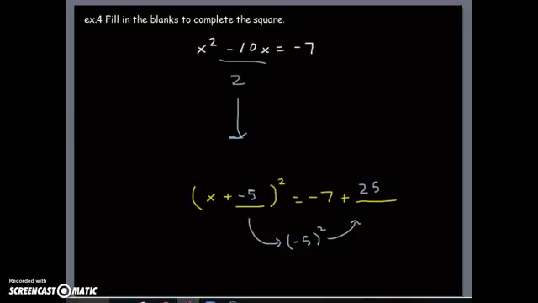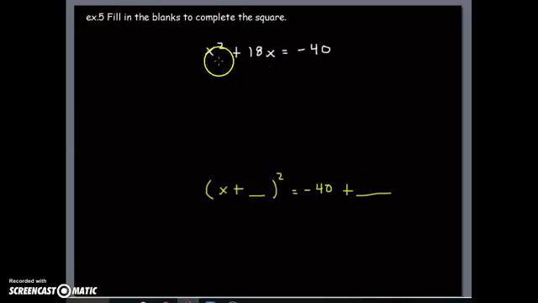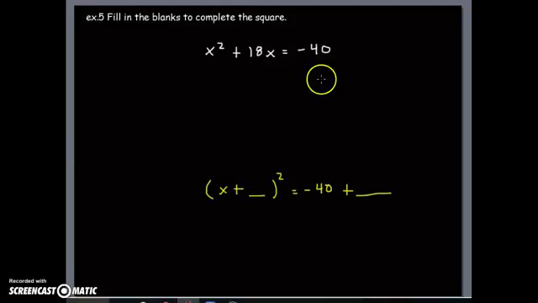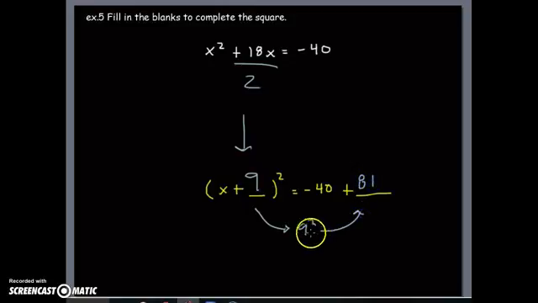Last example for today. X squared plus 18x equals negative 40. Fill in the blanks. For the split part, divide by 2. Drop that down in there. That's a 9. And square the 9. And it's an 81. And we're done.